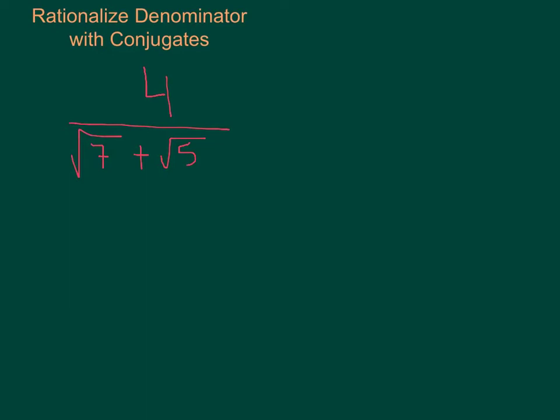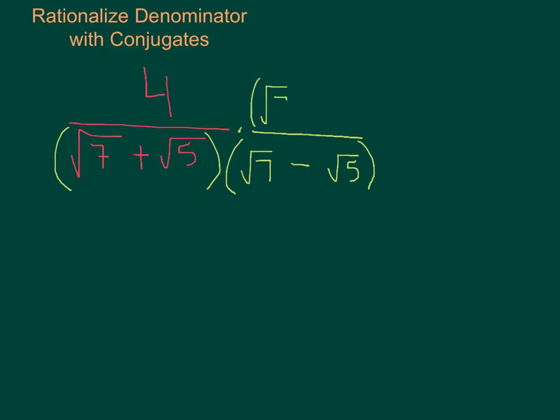Alright, our next example, 4 divided by the binomial square root 7 plus square root 5. Let's rationalize this denominator by multiplying by that binomial's conjugate. So, multiply by a fraction that equals 1, and the conjugate of this binomial is square root of 7 and the square root of 5, but since we have addition, its conjugate will have subtraction. And then that also goes on the top.